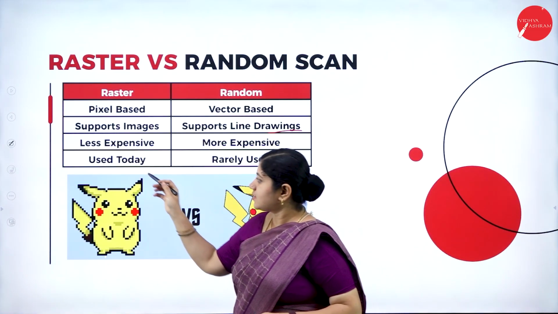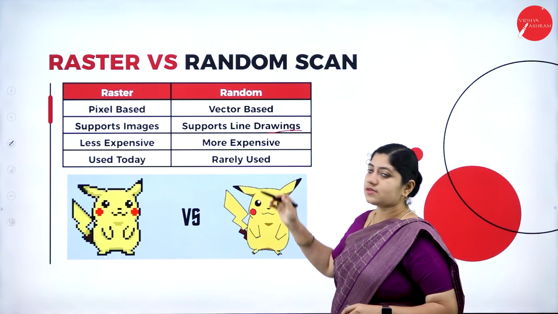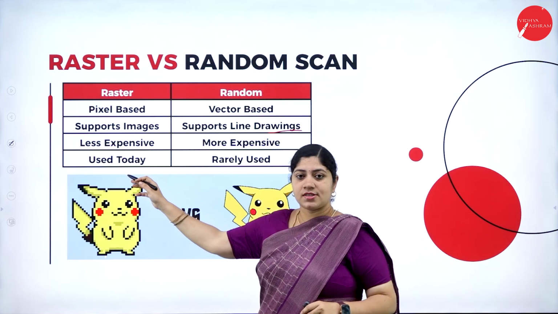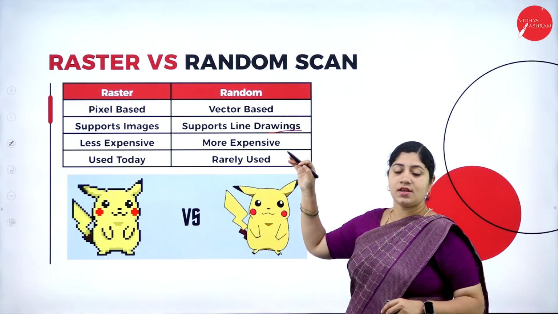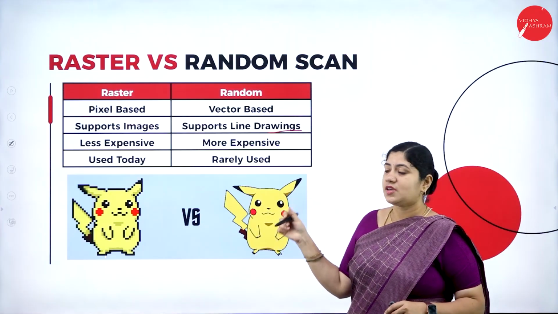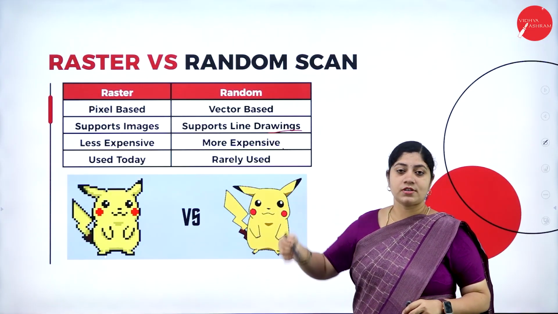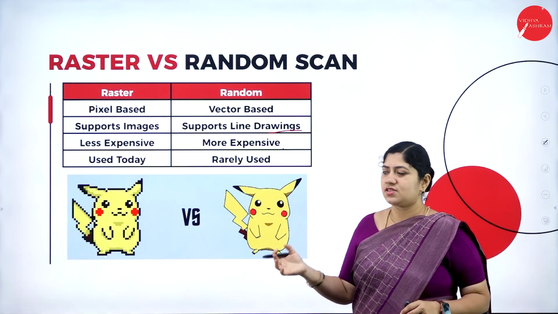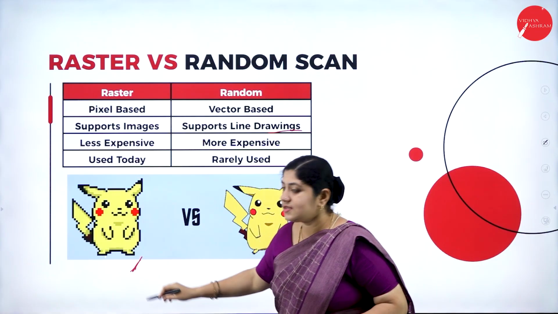All right. The next is the raster scan is less expensive, whereas the random scan is more expensive. Then the raster scan is widely used, and the random scan is rarely used. Why? Because of its expensiveness, and as it's vector based, it is used in complex applications. For general real-time applications, our raster scan is sufficient.